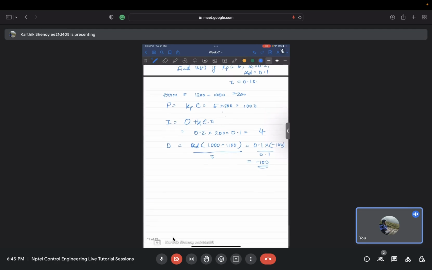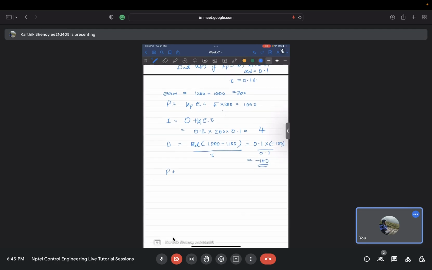So what will be my PID controller effort? P plus I plus D, that is 1000 plus 4 minus 100, which is 904. So it will ask the heating element to give 904 watts, suddenly. That's how you calculate the PID value, I mean the output.